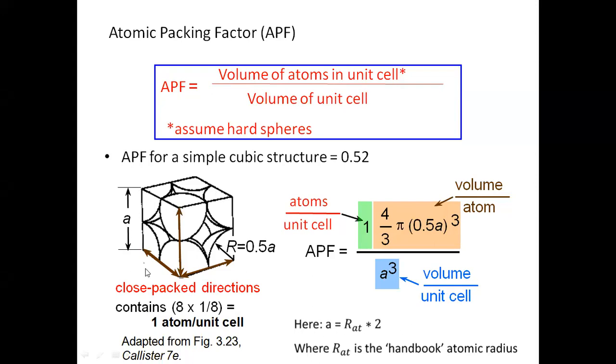The top part is the volume of atoms. That's why we are calculating the radius of the atom. But the denominator says volume of the unit cell. So we are getting the volume of this whole thing, not just the atoms, but the whole volume inside. That is the volume of the cube itself.